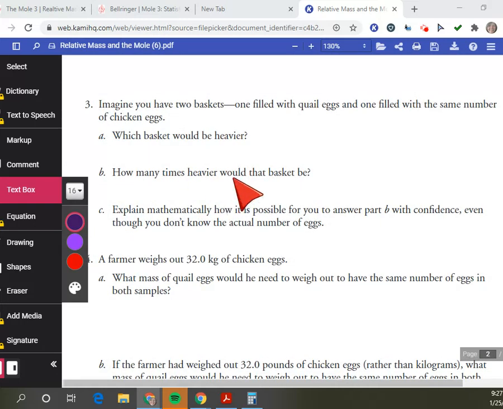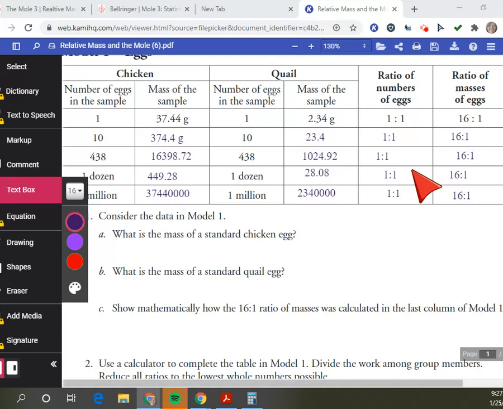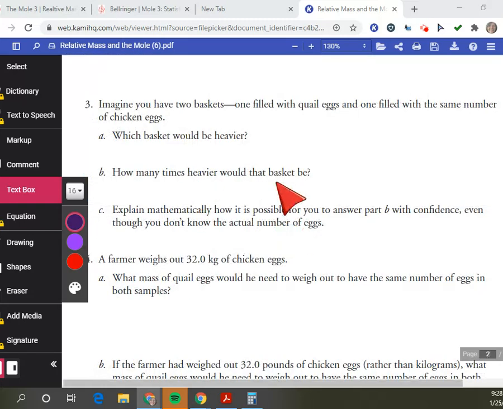So remember when we were filling in the table and we said, what do you predict? A dozen chicken eggs to a dozen quail eggs, the mass ratio is going to be... So does it matter if it's 1 or 10 or 438 or a dozen or a million or a mole of eggs? What is the mass ratio of chicken eggs to quail eggs? 16, right? So that's how many times heavier that basket would be. And then you can go ahead and answer C on your own.